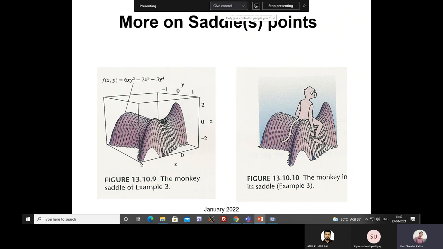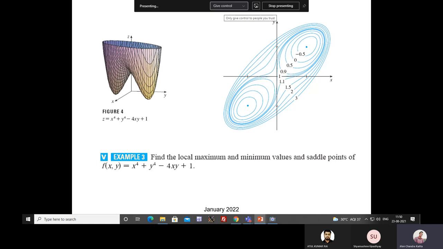Next, I'm going to do one example, and after that, I'll come back to the proof of the second derivative test. Let me just work out an example, and I'm going to show that, in fact, it is true. Let us consider this example. You have to find the maximum and minimum values and saddle points of the function x to the power 4 plus y to the power 4 minus 4xy plus 1.